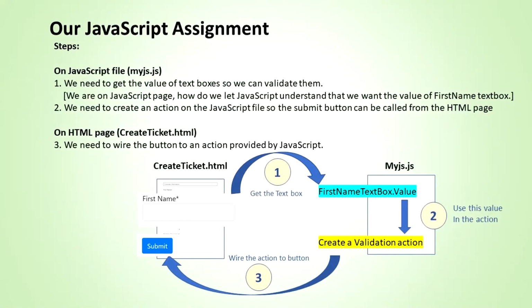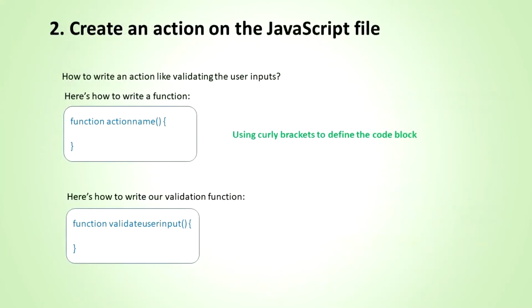So we just finished step number 1 on JavaScript, and now we need to do step number 2, where we need to create an action on the JavaScript file so the submit button can be called from the HTML page. Here is how we create or define a function in JavaScript by using the open and close curly brackets to define the action, and everything within the code block is the description of the action. Let's do the coding together for this step.